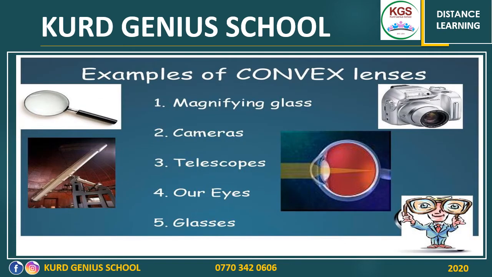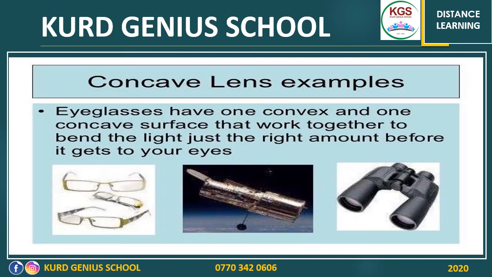So, what are the uses of convex lens? So, we are using convex lens in different ways, in magnifying glass and also in cameras, telescopes. Our eyes is also a type of convex lens, and also we are using them in glasses. But the uses of concave lenses are, eyeglasses have one convex lens and one concave lens surface that work together to bend light just the right amount before it gets to your eyes.